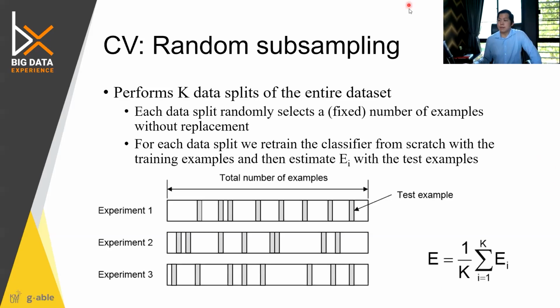The second one is called random subsampling. Random subsampling is the technique where you split the data into multiple trials, and for each trial you randomly select part of the data to be the test set, and the remaining is the training set. Then you repeat. The metrics, accuracy, precision, recall, come from the average of the results.